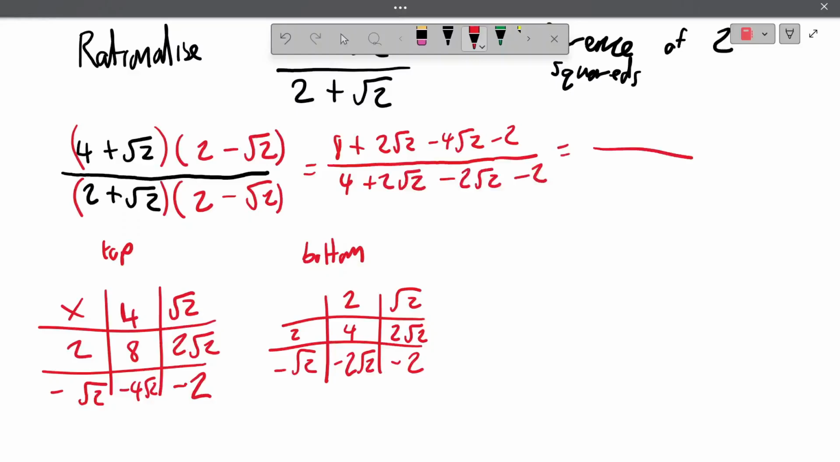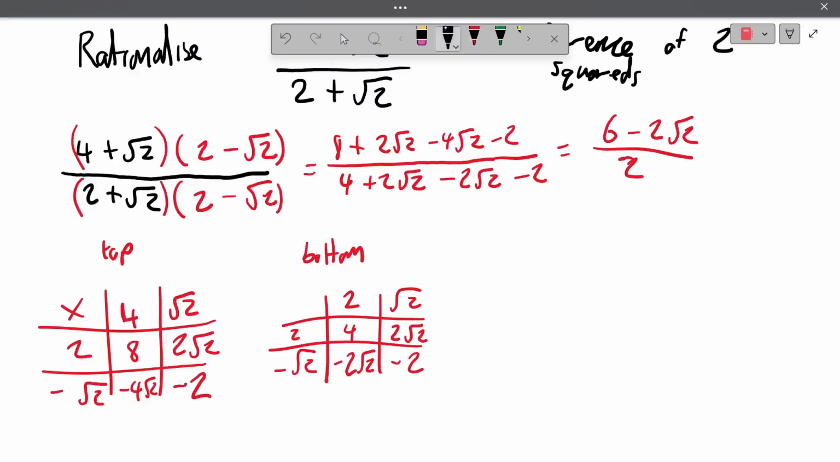Well, what does that get us at the top? We have 8 minus 2 is 6, and 2 root 2 minus 4 root 2 is minus 2 root 2. At the bottom, we have 4 minus 2 is 2, and then 2 root 2 minus 2 root 2 is nothing. So we end up with no surd at the bottom of the fraction. So in theory, that's already rationalized.